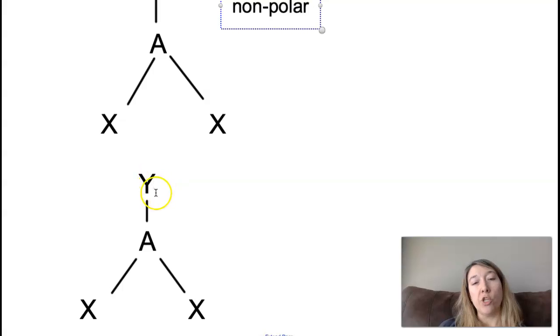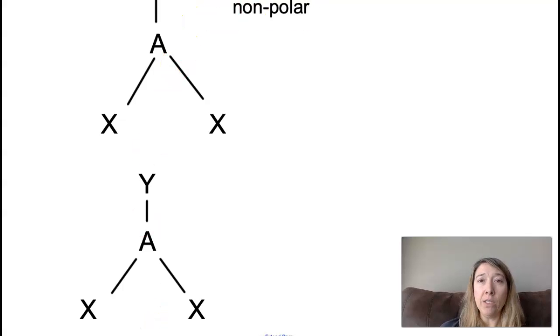So what you're generally going to find as soon as you change one of them is it's going to become polar. Either it's going to be polar towards Y, or it's going to be polar between the two X's. What decides which it is just which is more electronegative. So if the Y's are more electronegative than the X, our pull for electrons is going to be towards the Y.